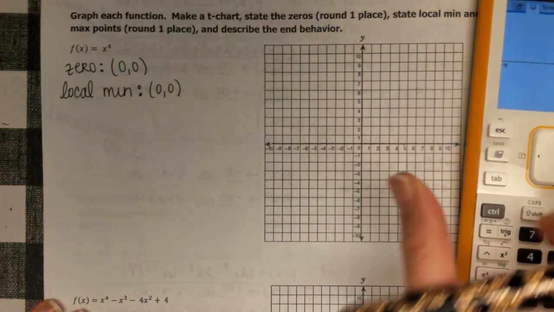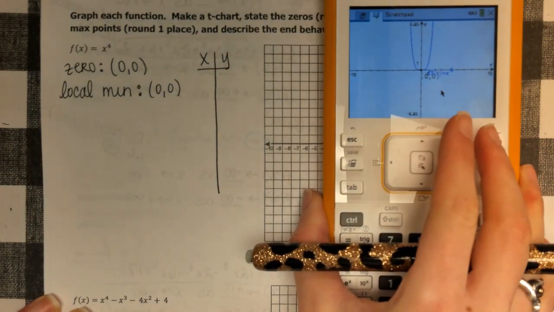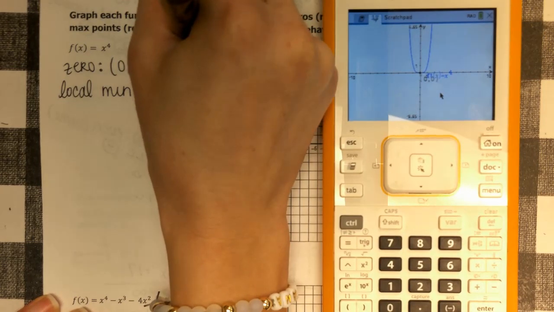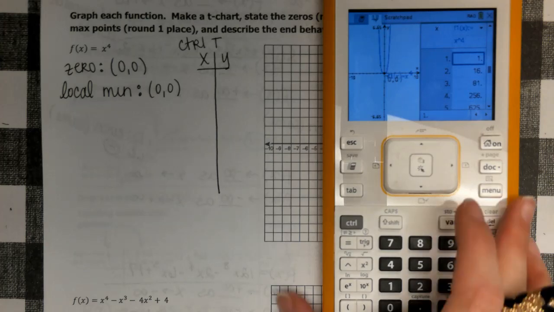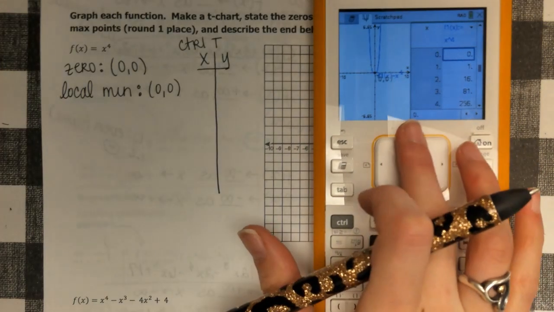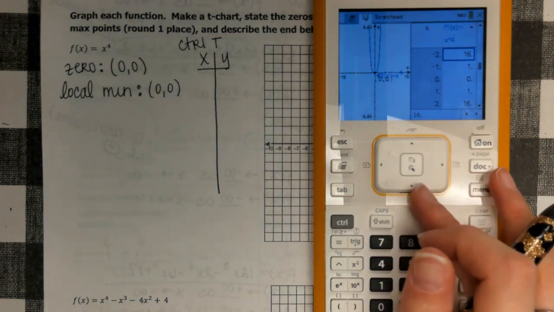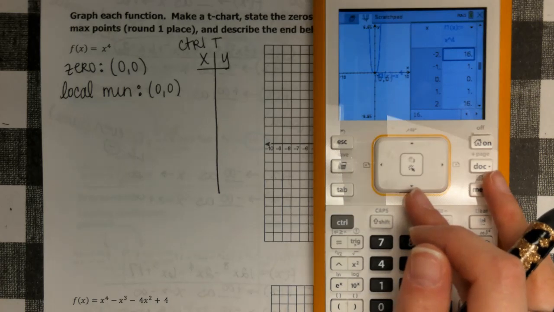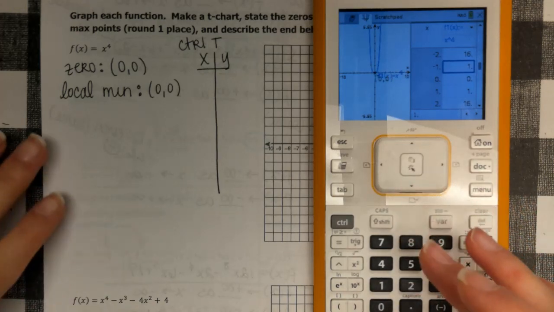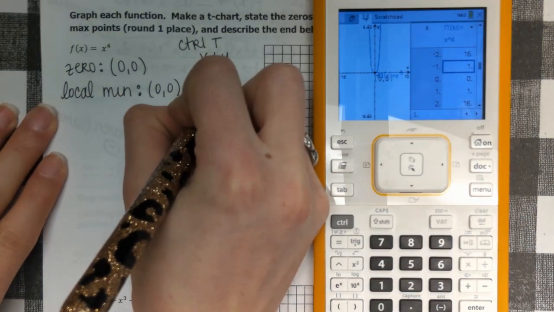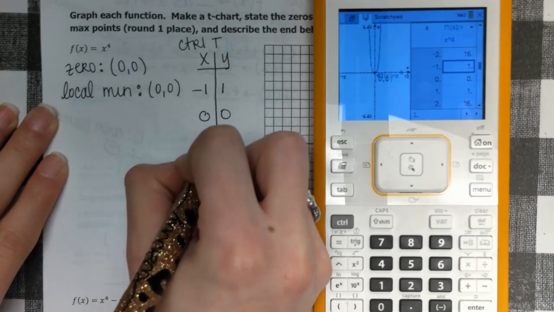Okay? So once I find that, I'm going to build a table. For your table, you do Control T. So Control T. And I'm going to go as far negative as I can fit on my graph. Okay, now negative 216 is not going to fit on my graph. If you want to put it in your table, just so you know that's where you're headed, you can. I'm not going to. I'm going to start with negative 1, 1. And then I'm going to have my 0, 0, and my 1, 1.